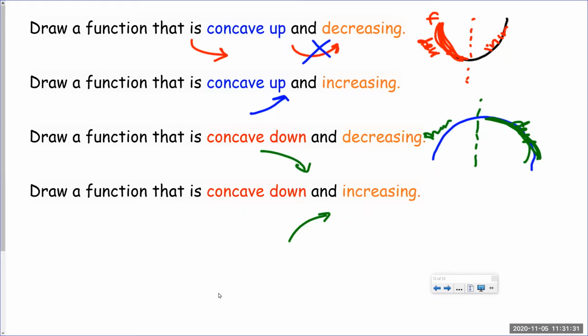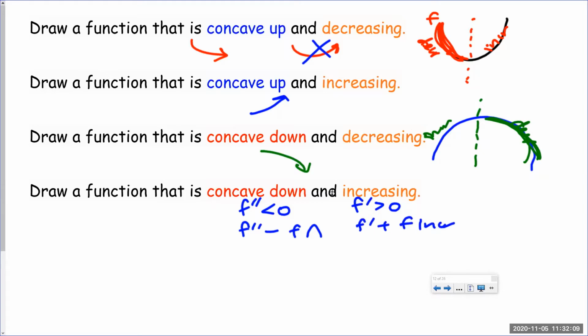Now, your test may not say it this simply, okay? Your test might say this, and you need to understand this. Your test might say, draw something where F double prime is less than 0 and F prime is greater than 0. Do you see that F double prime less than 0 is actually concave up? Does that make sense to you? No, it's not. It's F concave down, sorry. And then F prime positive, that means F is increasing.